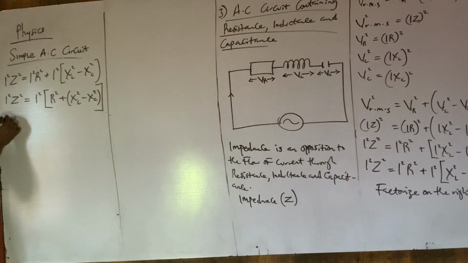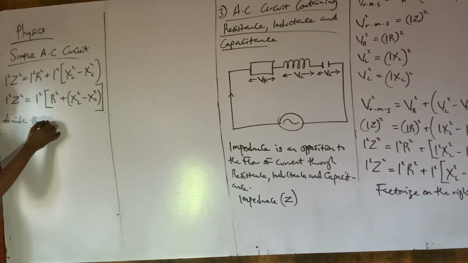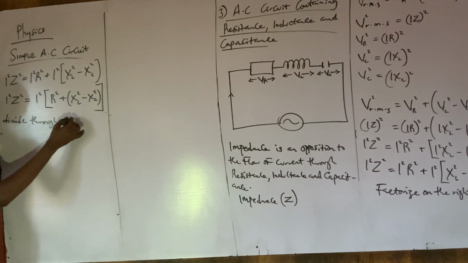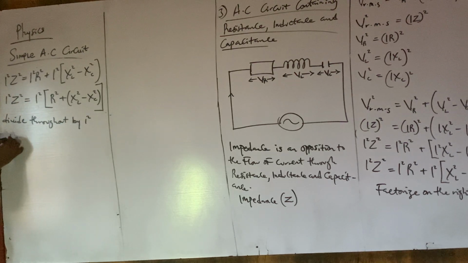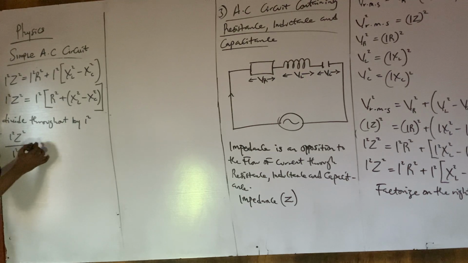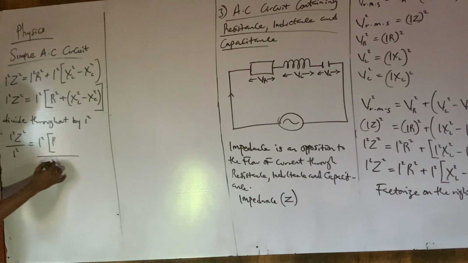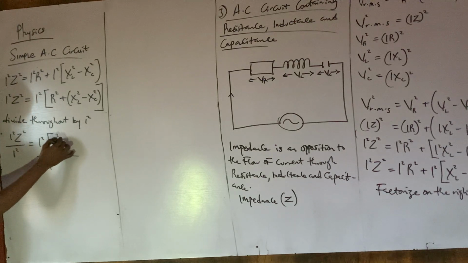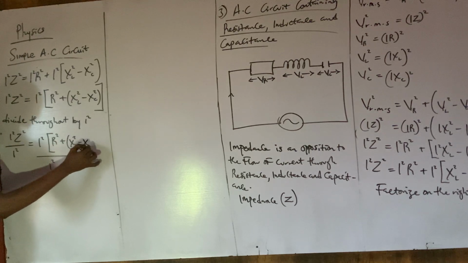So what are we going to do? We divide throughout by I squared. When we do that, we're going to have I squared Z squared divided by I squared equal to I squared over I squared, then bracket R squared plus small bracket XL squared minus XC squared.